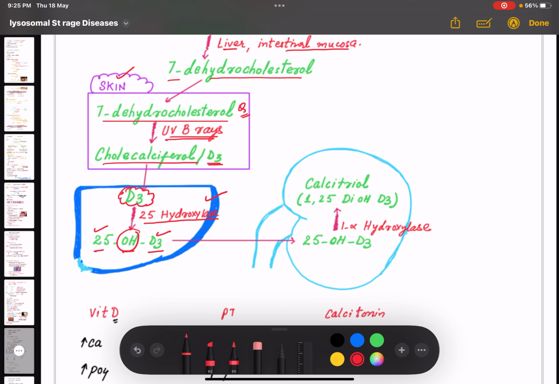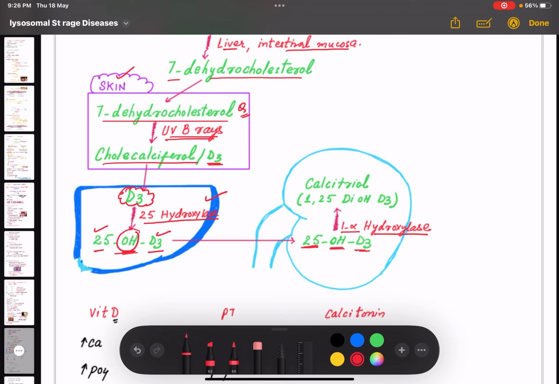Now this 25-hydroxycholecalciferol is going to enter the kidneys. Here is our 25-hydroxycholecalciferol. Now the enzyme that works here is 1-alpha-hydroxylase, or alpha-1-hydroxylase. Here the second hydroxylation occurs. Therefore we get calcitriol. Calcitriol is the active form of vitamin D3, and the full name of calcitriol is 1,25-dihydroxycholecalciferol.